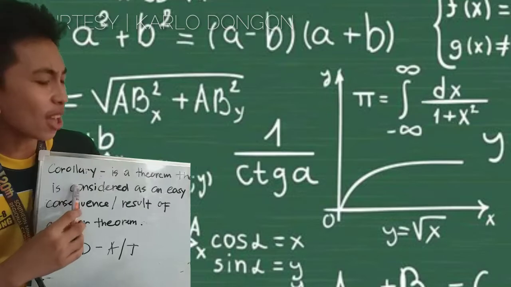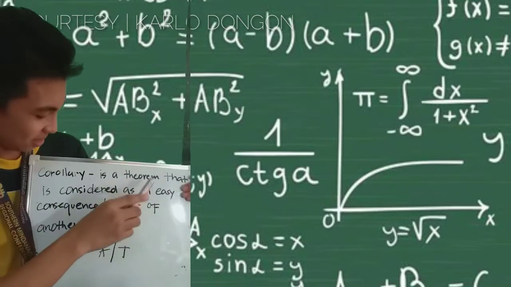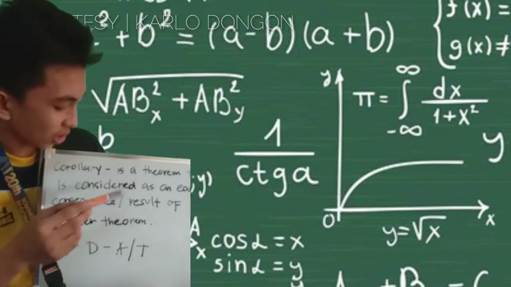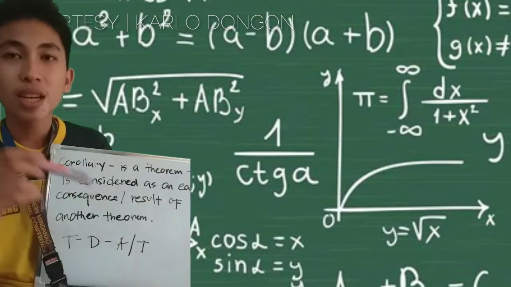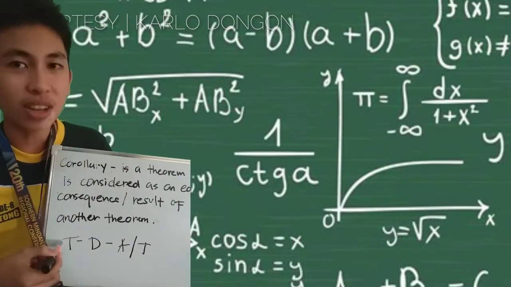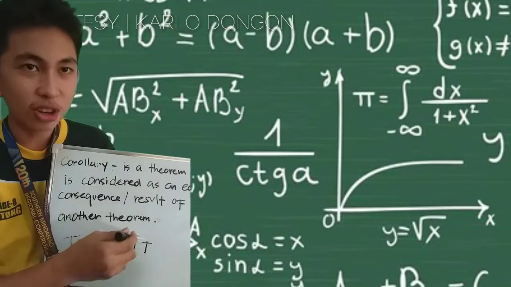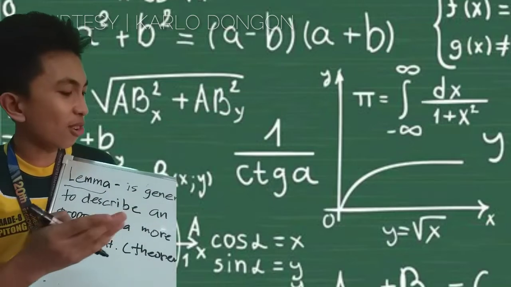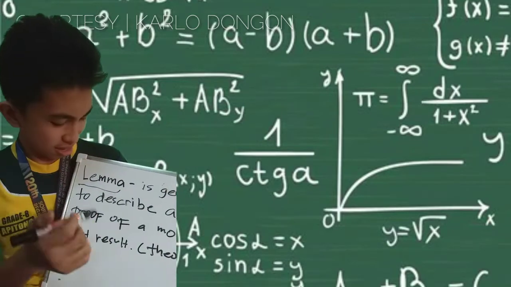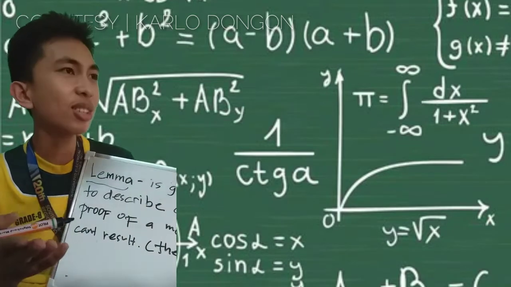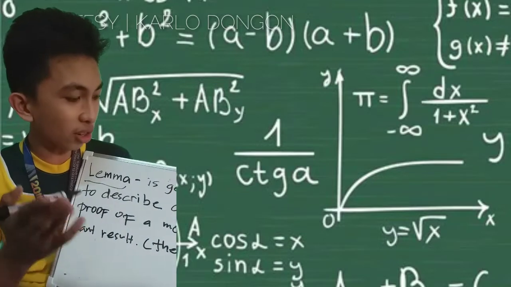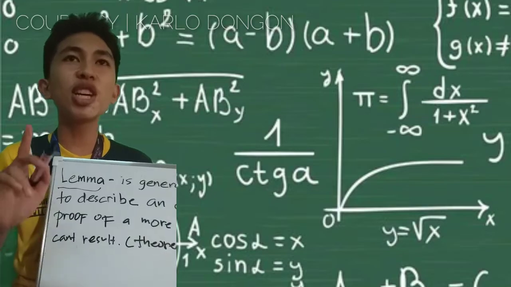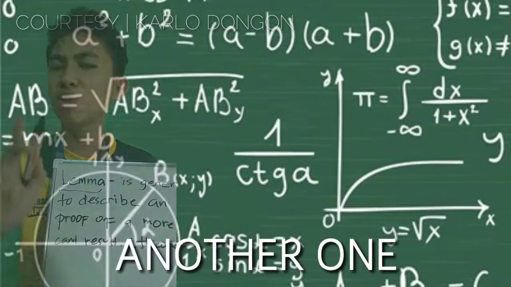They are called lemma and corollary. A corollary is a theorem that is considered an easy consequence or result of another theorem, or just like this, a theorem derived from another theorem. And the next one is lemma. A lemma is generally used to describe an auxiliary proof of a more significant result or theorem. So these are the general kinds of theorem.